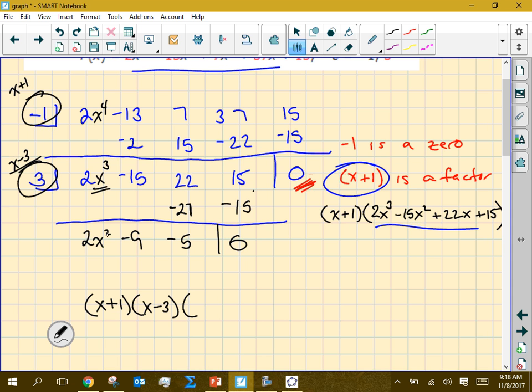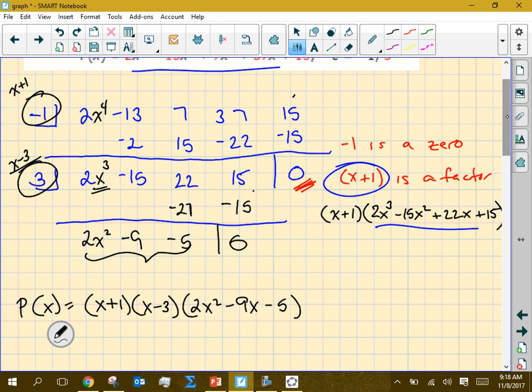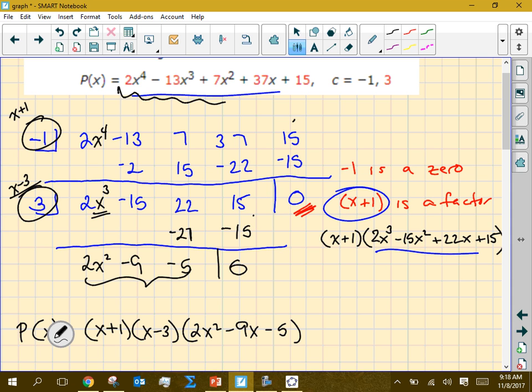Each new line of the synthetic division will depreciate my polynomial by 1 degree. So I know that this remaining line here is 2x squared minus 9x minus 5. That P of x is identical in regards to what it does. It obviously looks different, but it does the exact same thing. It is the same polynomial as what we started with.